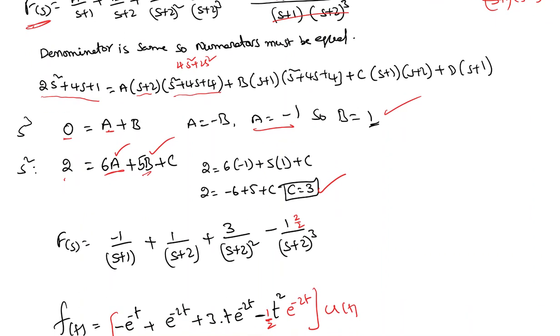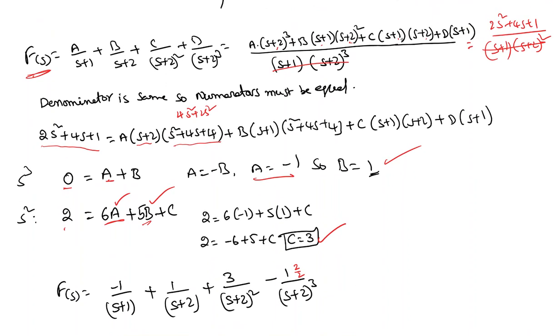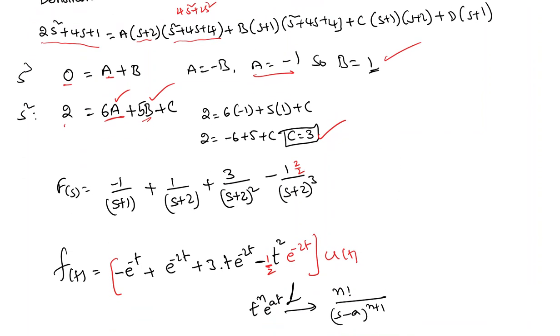Okay, so by the substitution method, by equating the numerators of these two equations, I end up finding b and c. Okay, now I have f(s) equal to minus 1 over (s + 1) plus 1 over (s + 2) plus 3 over (s + 2)² minus 1 over (s + 2)³. Okay, now we need to convert this into the time domain.